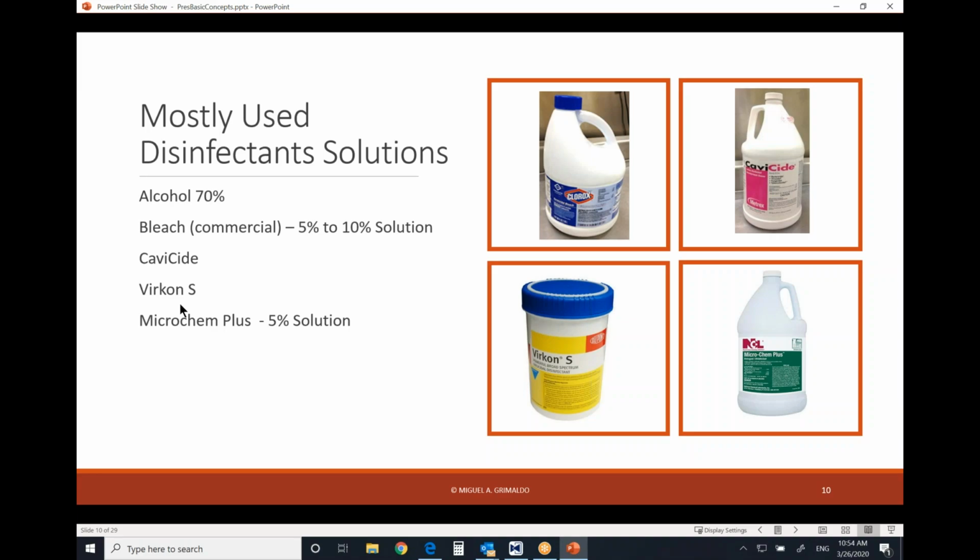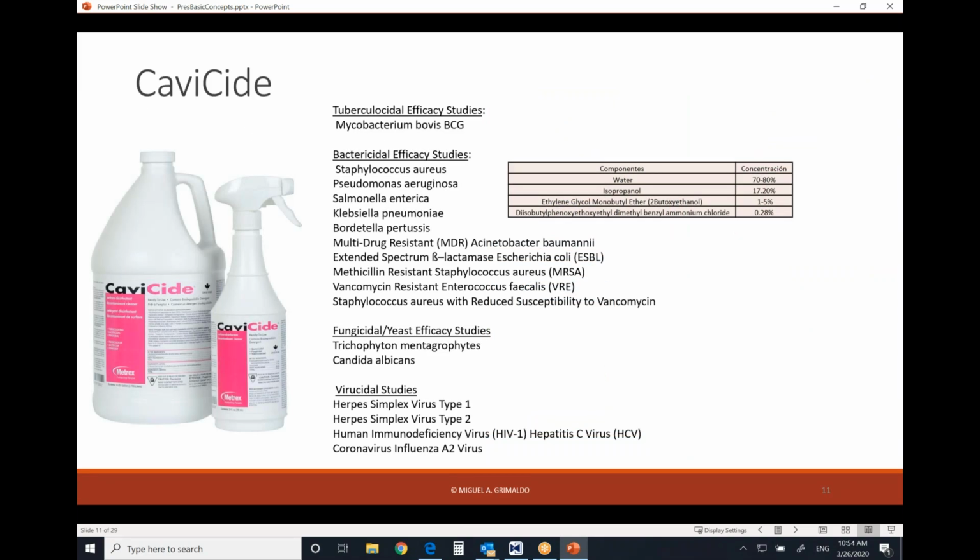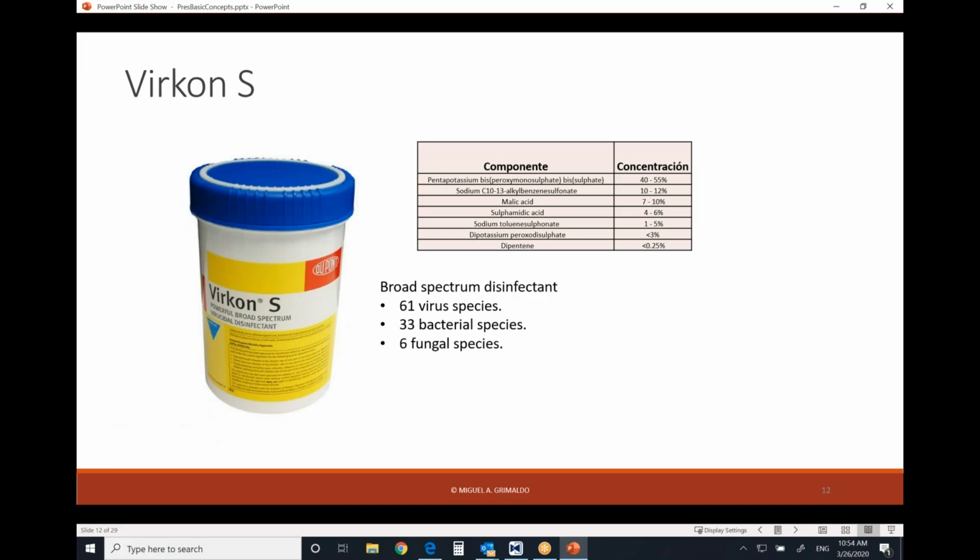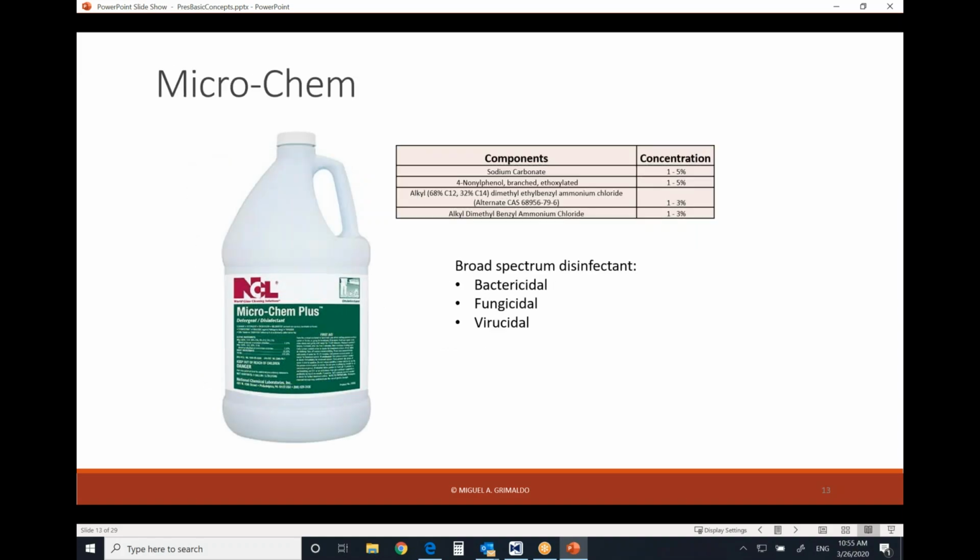Virkon S is a product that I've seen used a lot in agricultural labs, animal facilities, and farms as well. And Microchem Plus, which is a quaternary ammonium, is typically what we use in our BSL-4 facilities for Ebola. Cavicide is able to inactivate bacteria like tuberculosis, and also some viruses as well. It's very effective. Virkon can inactivate up to 61 virus species, 33 bacterial species, and 6 fungal species. And Microchem is a broad spectrum bactericidal, fungicidal, and virucidal.